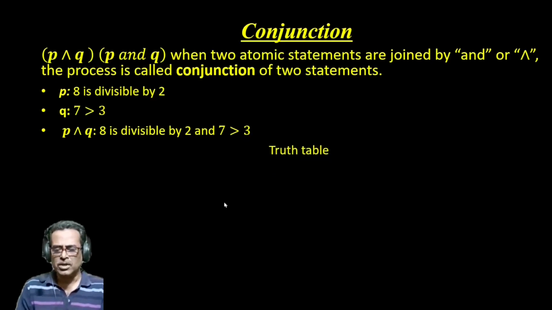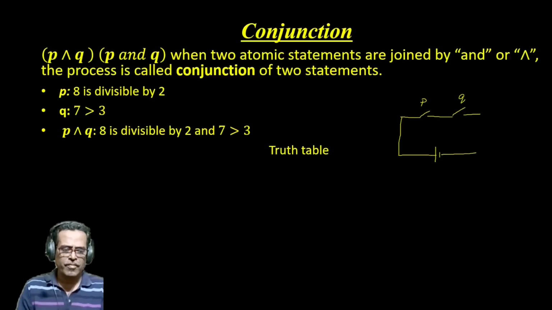Now, truth table of the conjunction. It can be compared with series connection of electricity. Suppose this is a switch P, this is a switch Q, and these are connected to a battery and a light. So to complete the circuit, we have to close both the switches. When a switch is open it means false, and closed switch means true. So when both are true, then the light will glow. If any one is in off position, then the light will not glow.